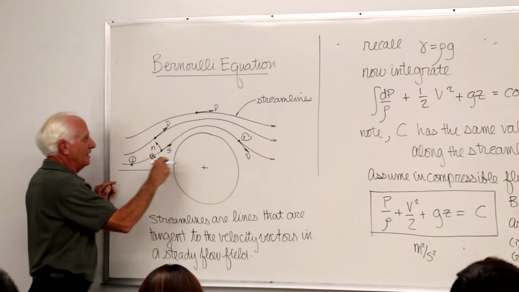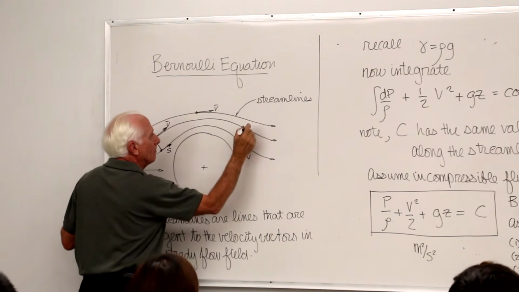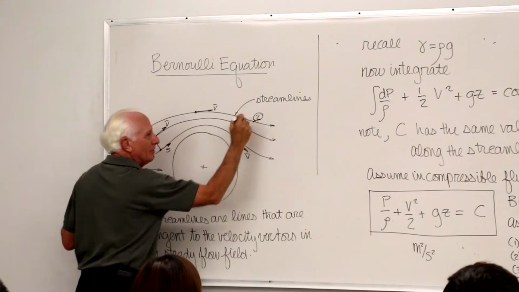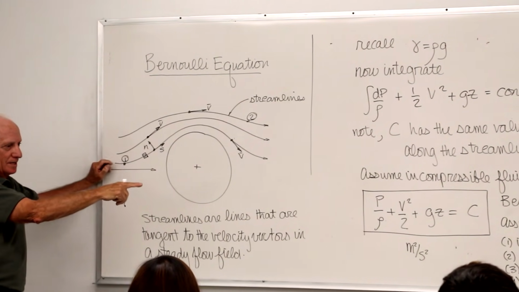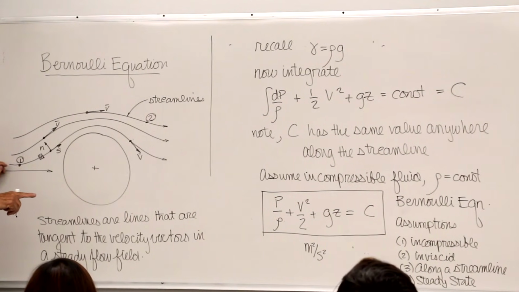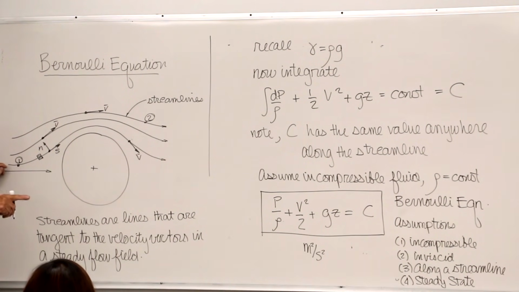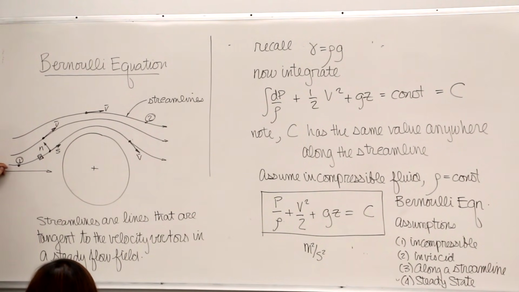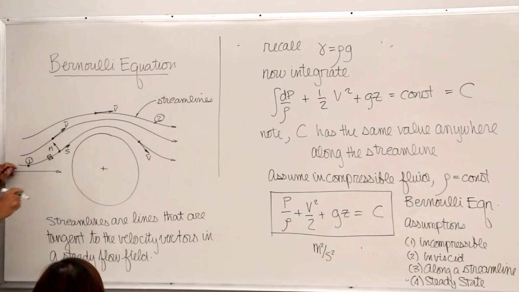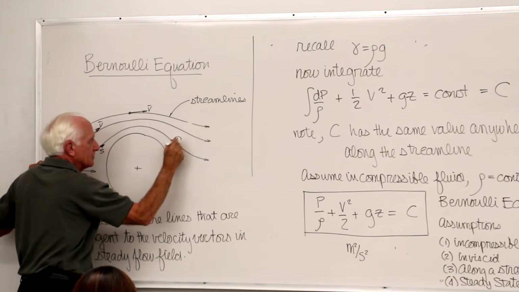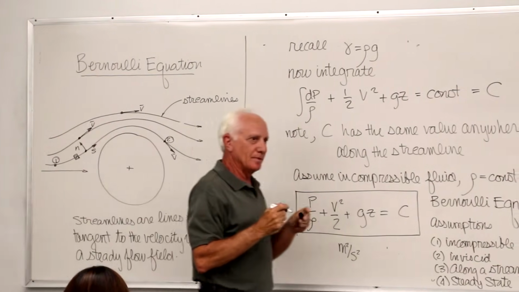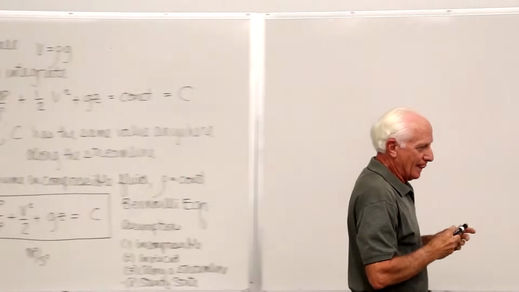Here's what you don't want to do. If that's point 1, you say, I don't like point 2 there, I'm going to put point 2 up there. Oh, no, you didn't read the board very well, did you? It says it applies along a streamline, not across a streamline. So no, you can't do that. Point 2 has to be somewhere along that same streamline to apply the Bernoulli equation.